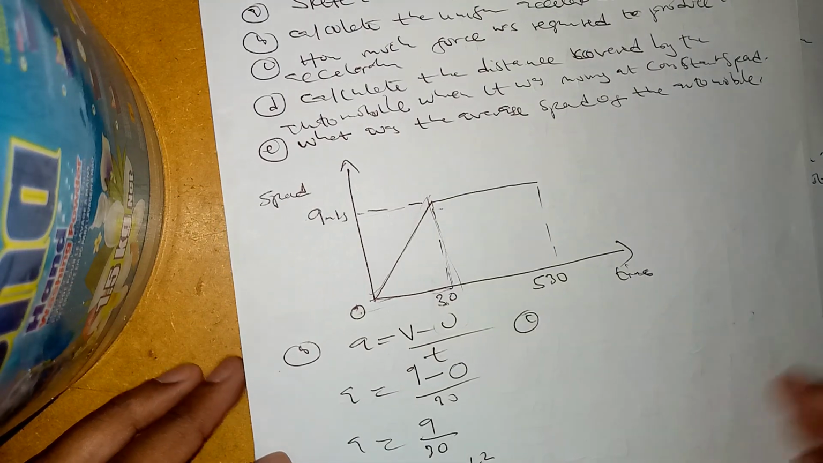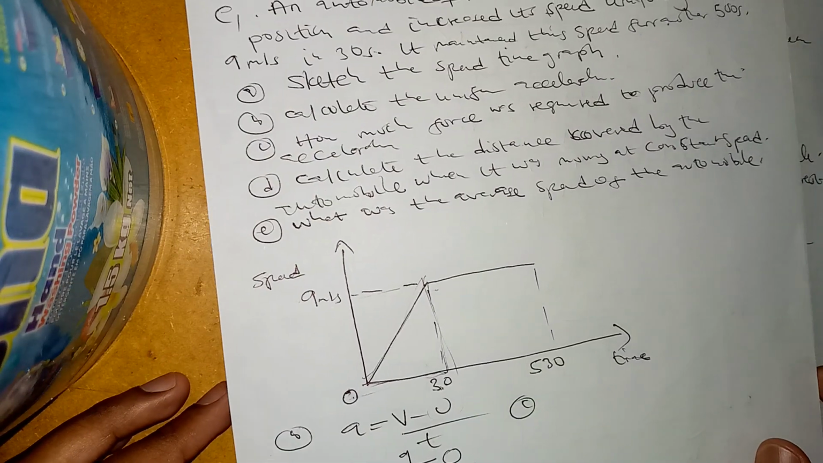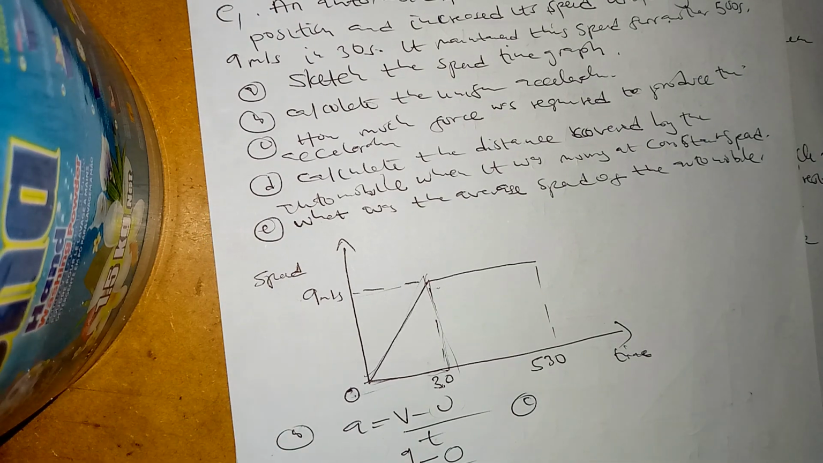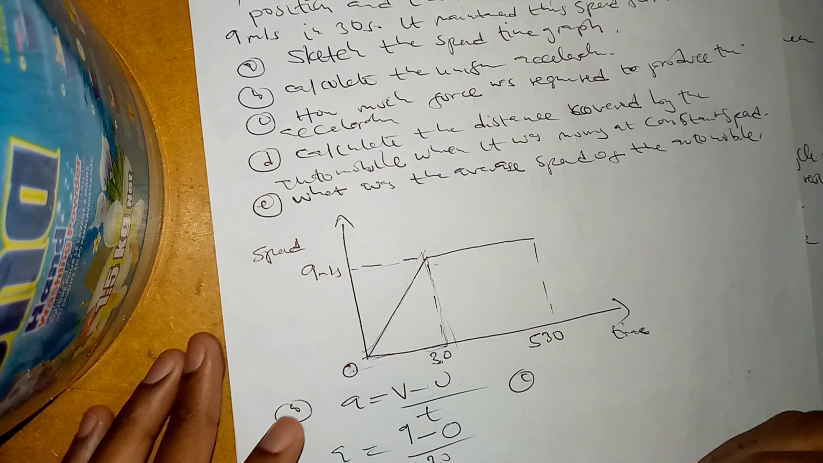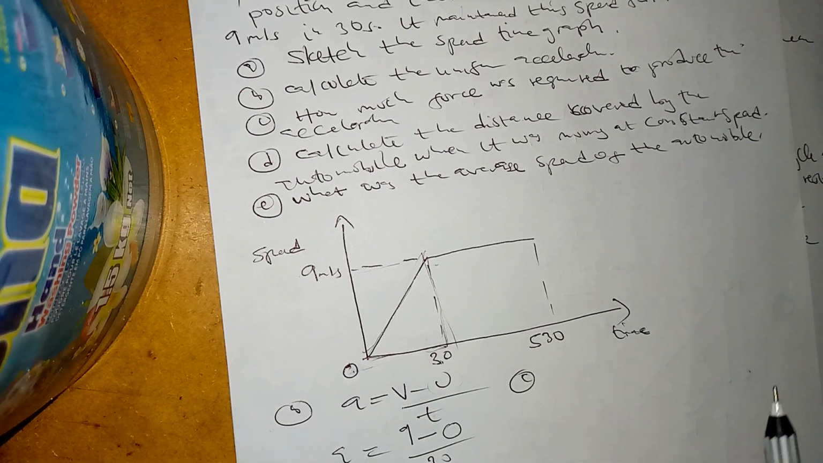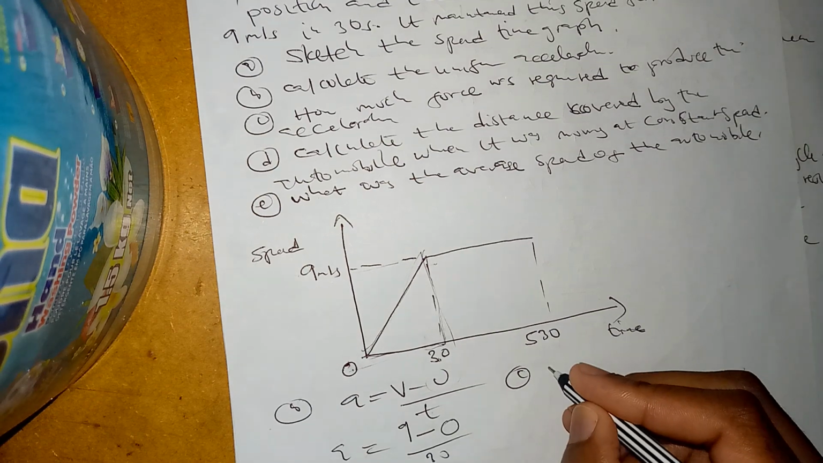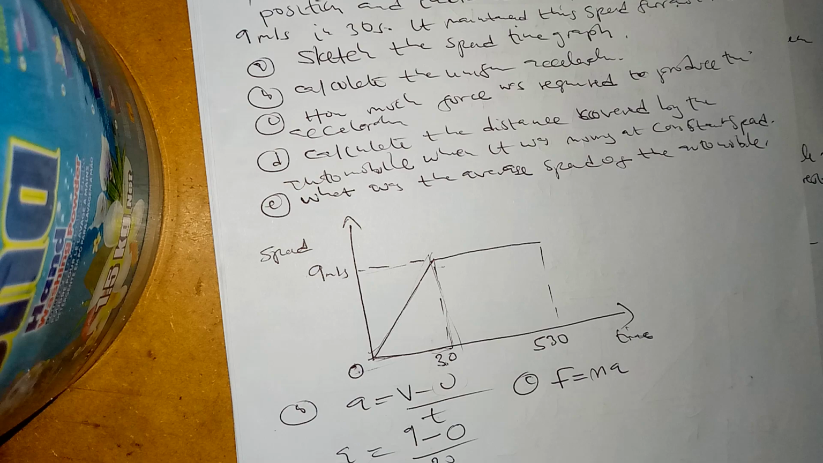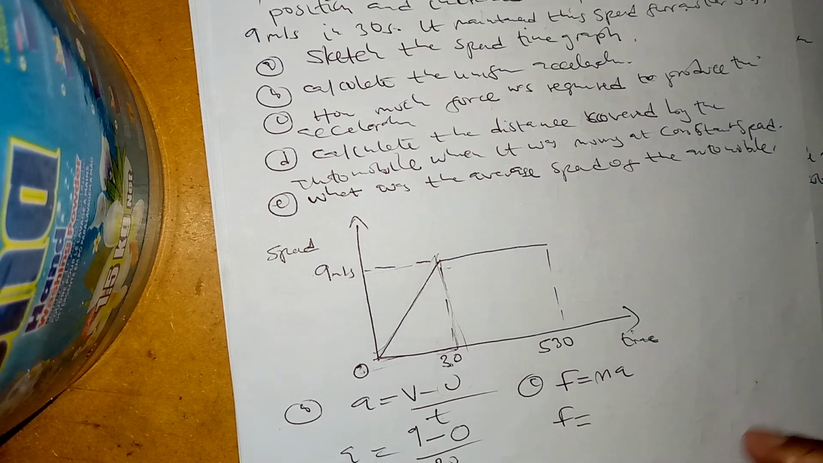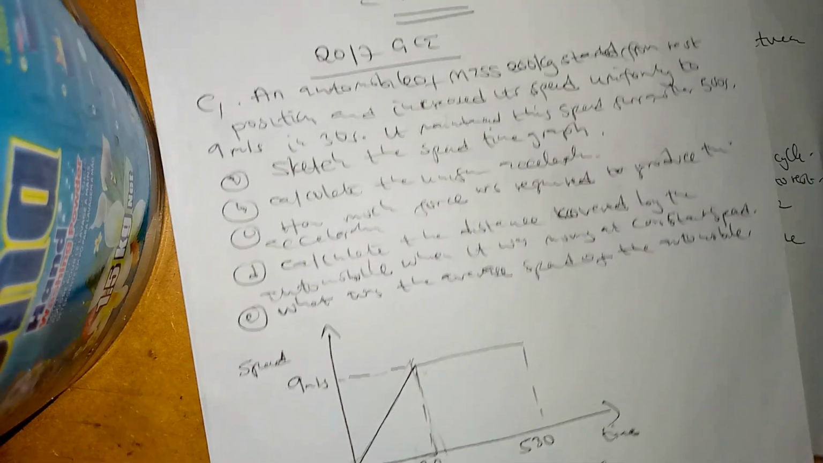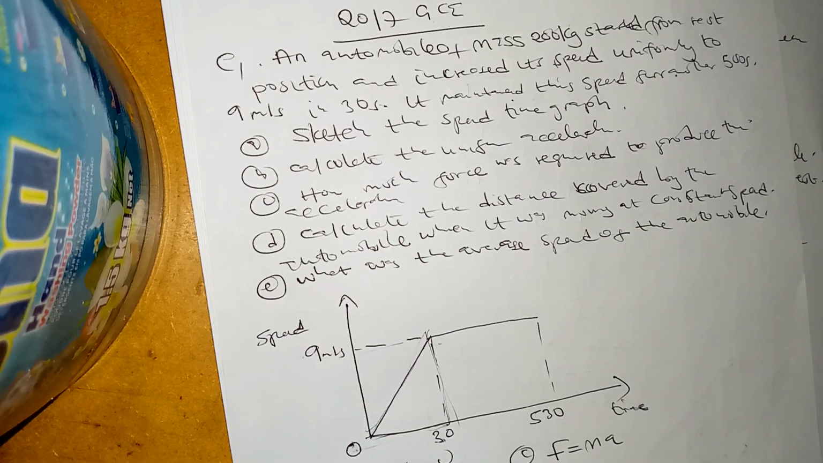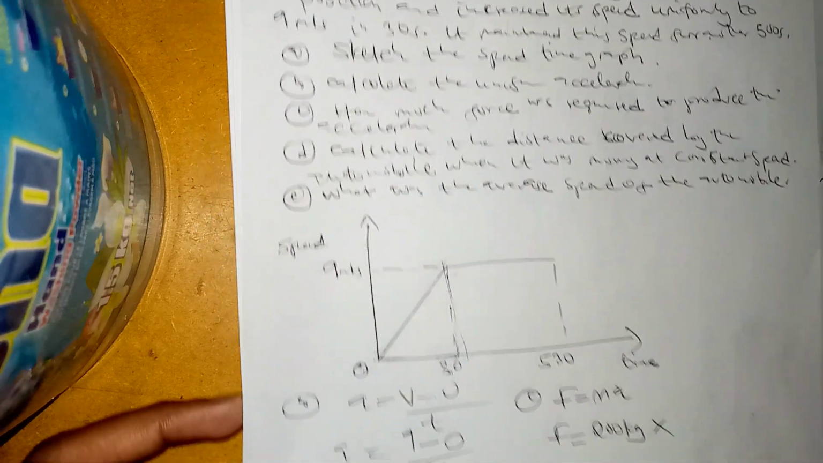Then C is asking us how much force was required to produce this acceleration. There is this other topic that we're supposed to do, but it's quite short, on force. We're going to be looking at Newton's laws of motion. The formula we're going to use there is that force is equal to mass times acceleration. Now, what is the mass in this question? We're told the mass is 200 kg. So you write 200 kg. What's the acceleration? What we just calculated.